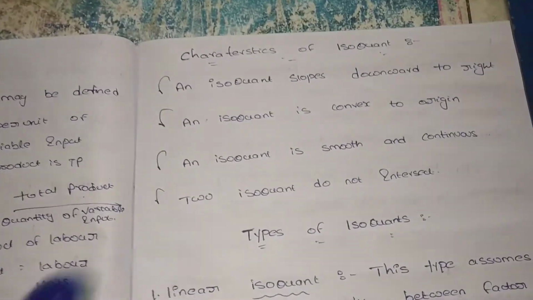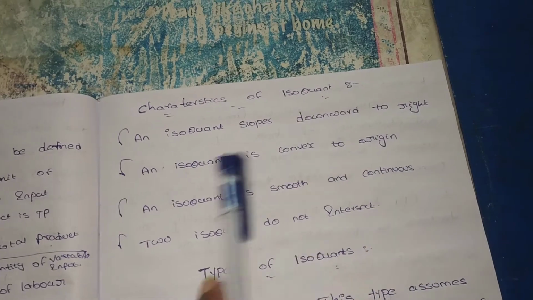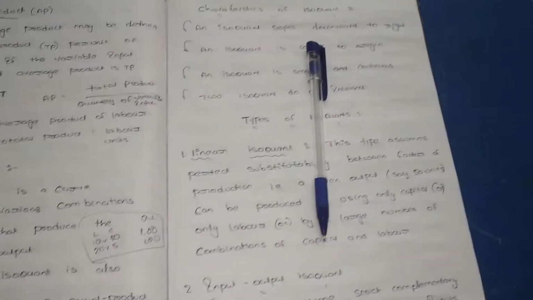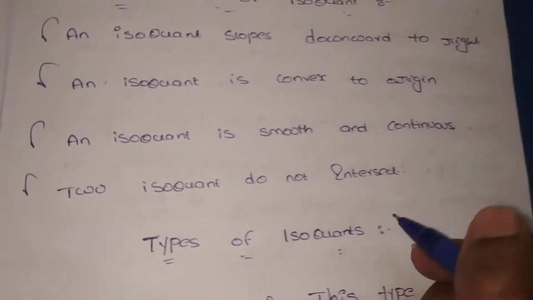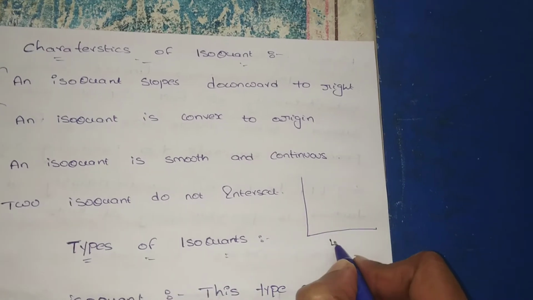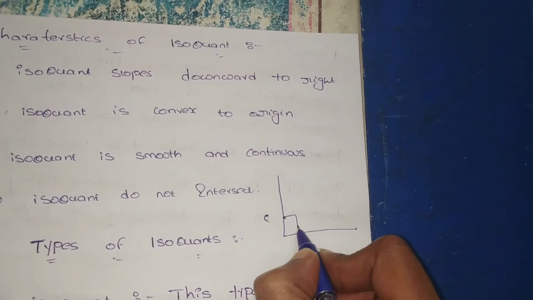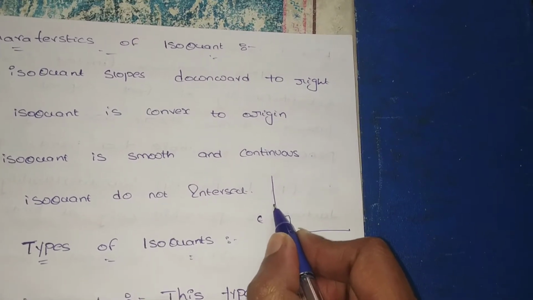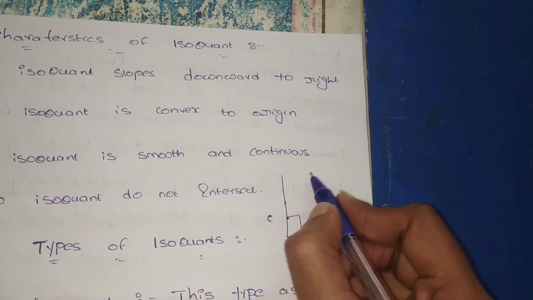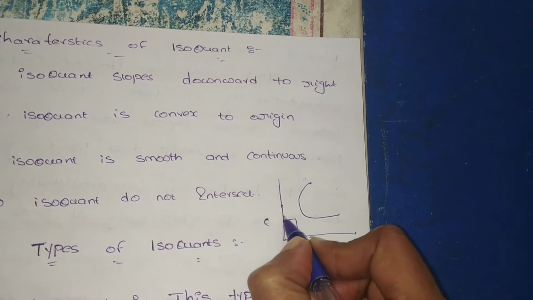I think we already discussed this, but let's see it here. An isoquant slopes downward to the right, always slopes downwards like this, and an isoquant is convex to the origin. Why? I want to draw a graph here, with labor and capital. I am drawing the diagram. Convex is like that.